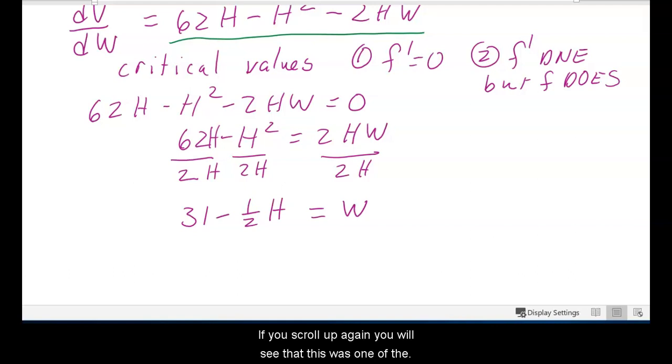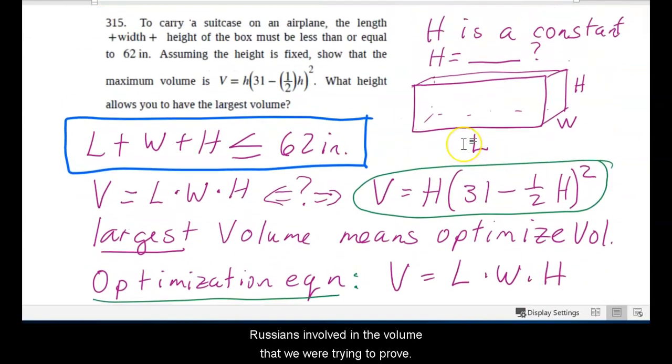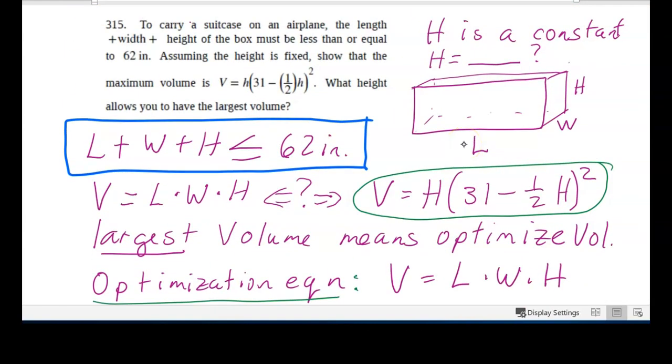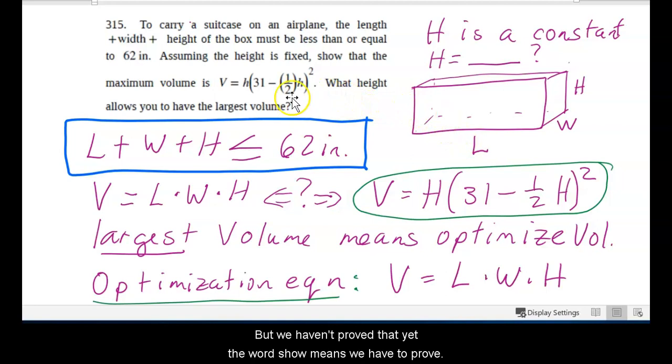If you scroll up again, you will see that this was one of the expressions involved in the volume that we were trying to prove. Right here, you can see that 31 minus 1/2 h, and that's from the width, and here's the h, but it's in this one twice, which must mean that the length is the same. But we haven't proved that yet. The word show means we have to prove it.